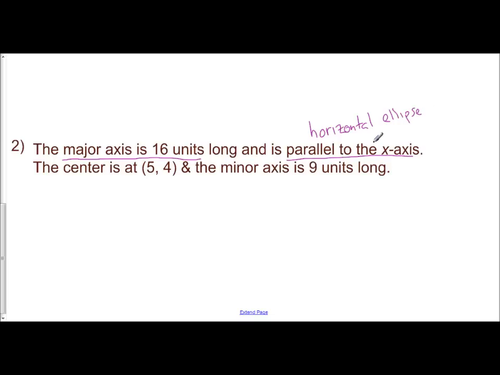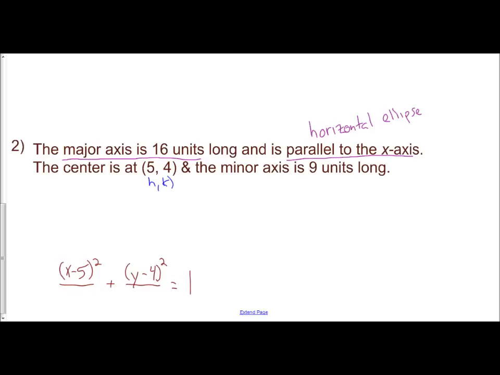The center is at (5, 4), so right away I can see this is my center, that's my h, and that's my k. So when I'm asked to write the equation of the ellipse, I know it's going to be the quantity (x minus 5) squared over a squared, which I don't know, plus (y minus 4) squared over b squared, which I don't know, equals 1. So I need to find a squared and b squared.